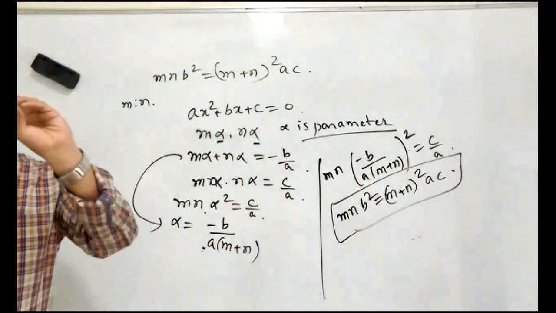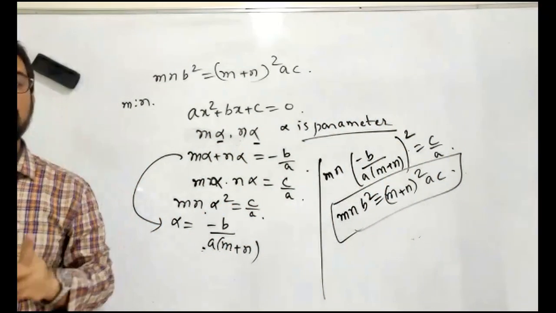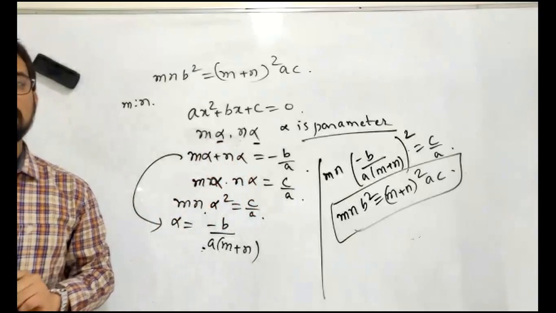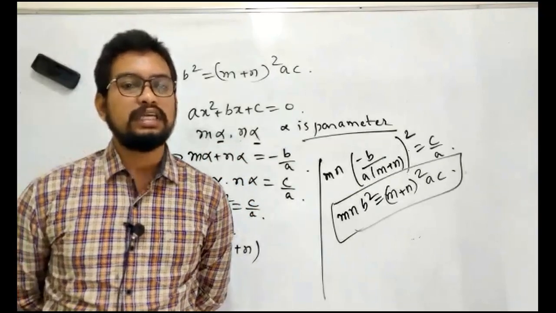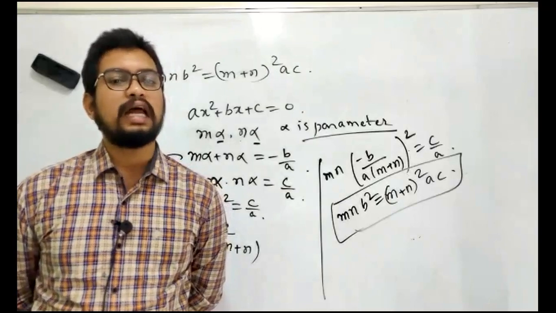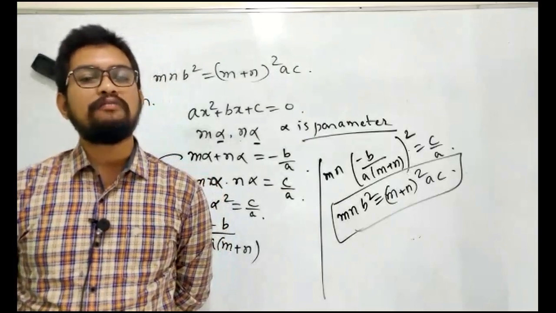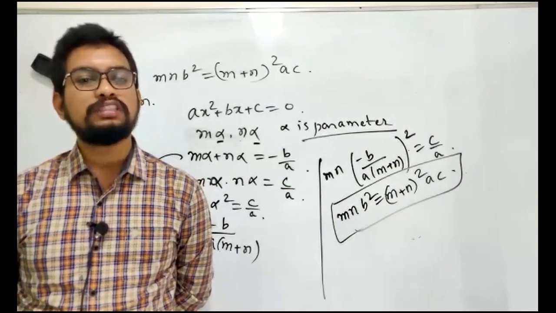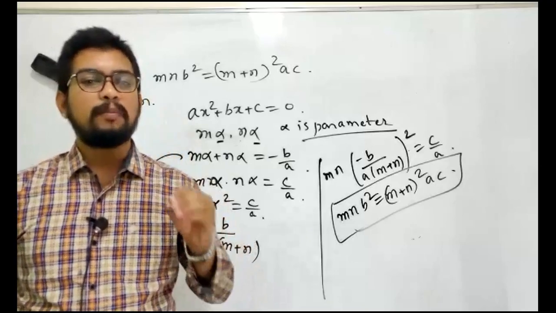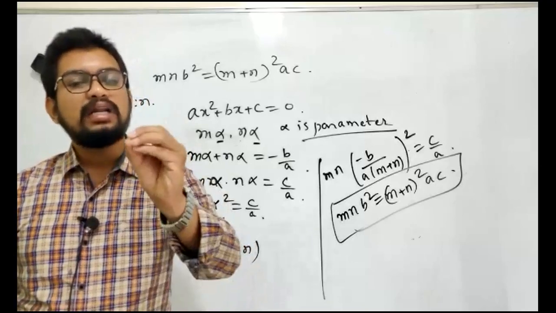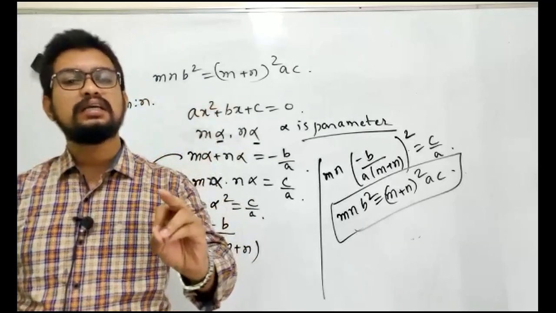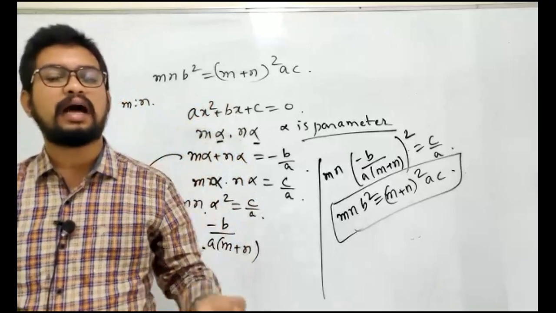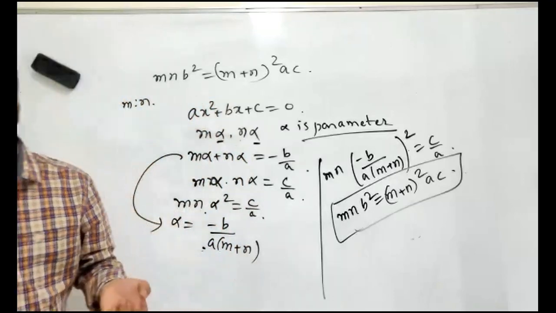Whenever you take some parameters, problems like this are also done in the chapter Straight Lines, in a concept called locus. You will see a concept called locus. In that locus, you try to find a curve equation. What you do is take a parameter, satisfy all the conditions, then eliminate the parameter, and then you will get the required result.